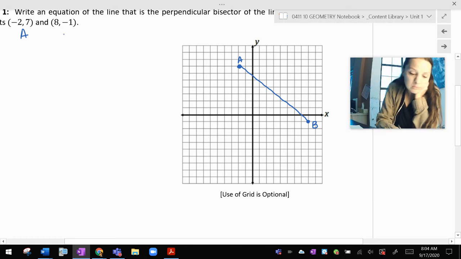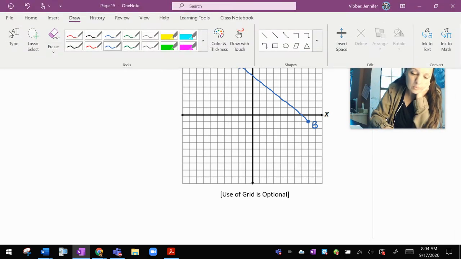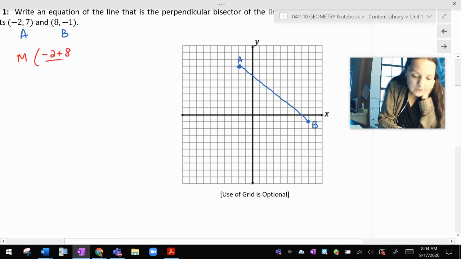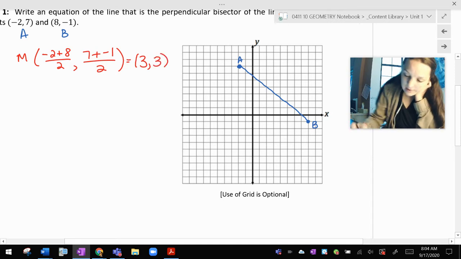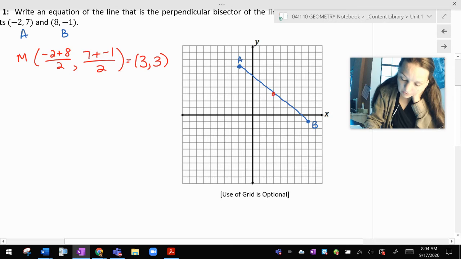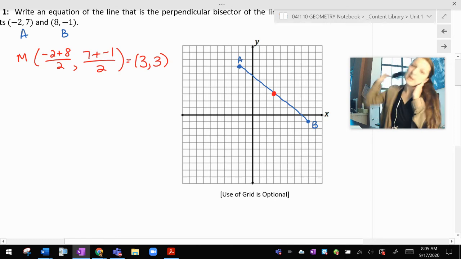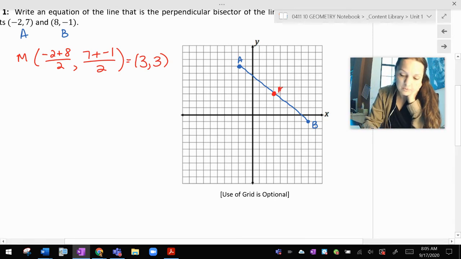I need to find the midpoint. I'm going to use the midpoint formula. You could also count it. I might even do both. The midpoint formula is: add the x's, divide by 2, add the y's, divide by 2. So 8 minus 2 is 6, 6 divided by 2 is 3. 7 minus 1 is 6, divided by 2 is 3. My midpoint appears to be (3, 3), which looks pretty good to me, and it rhymes.